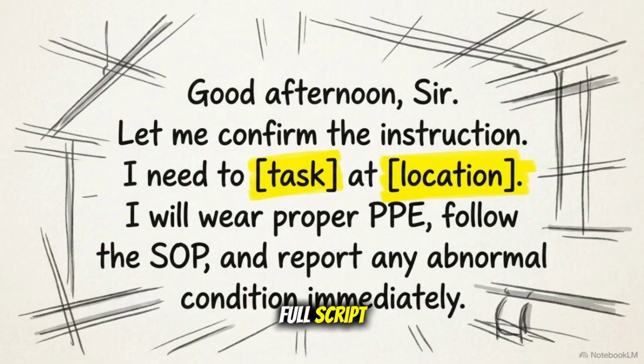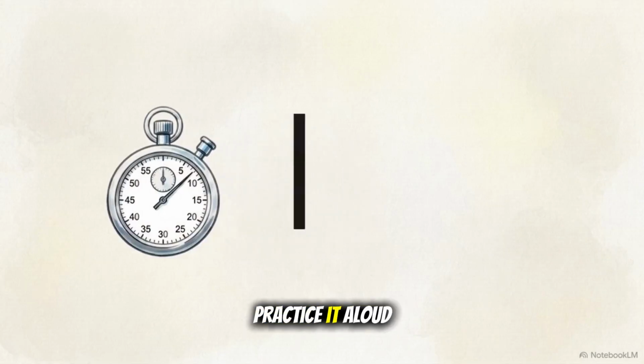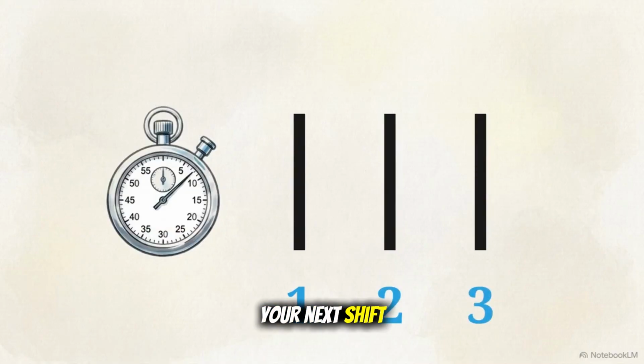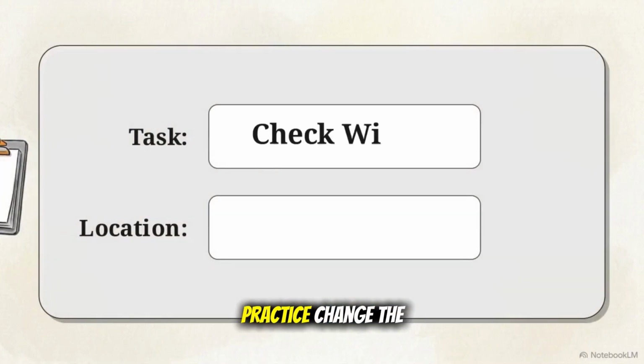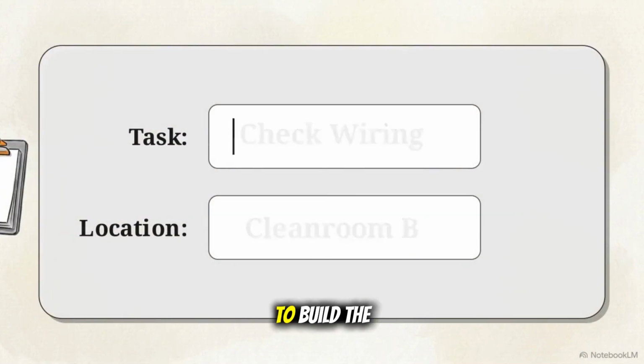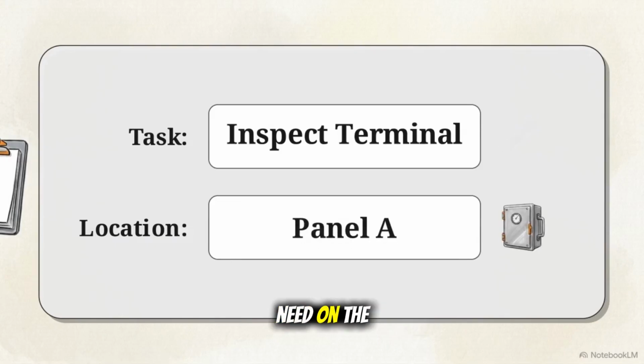Here is the full script. You may want to capture a screenshot of this layout to keep as a reference. To make this response automatic, practice it aloud 3 times before your next shift begins. Each time you practice, change the task and location variables to build the mental flexibility you'll need on the floor.